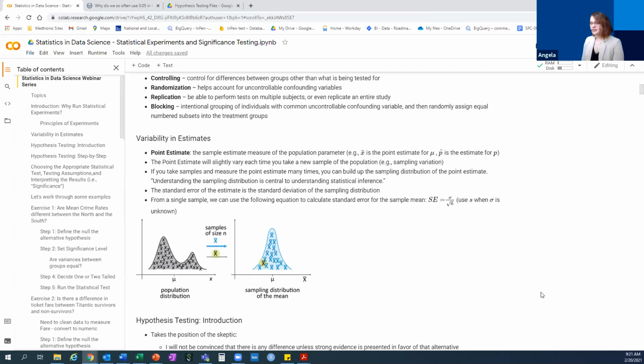So the point estimate will vary each time you take a new sample of your population. And this difference between each point estimate of every sample is basically the sampling variation. You can't get the same exact sample with the same exact values every time. Very rarely can you even get that twice, right?